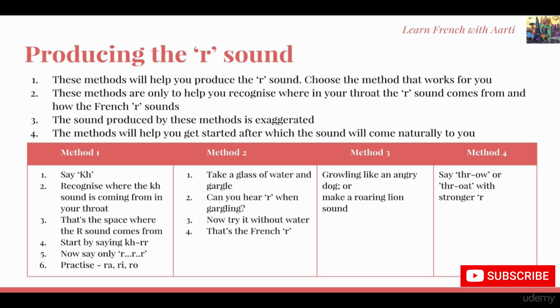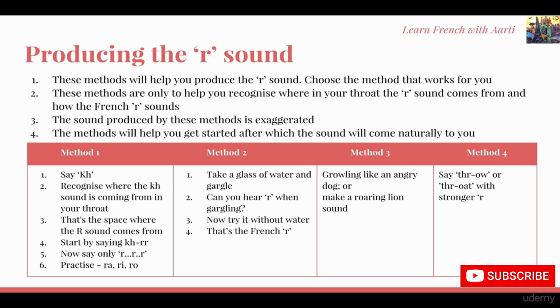The other method is gargling, what is called gargling the R sound. Take a glass of water and gargle. When you gargle, you can hear the R sound. Now try it without the water in your mouth. That's the French R. The third method is growling like an angry dog or roaring like a lion.